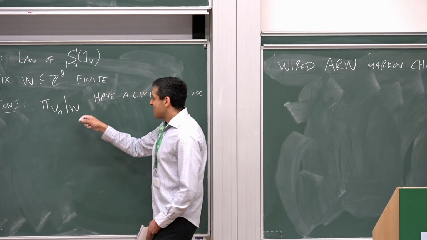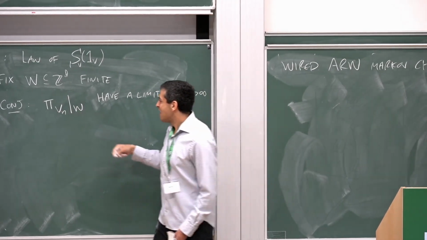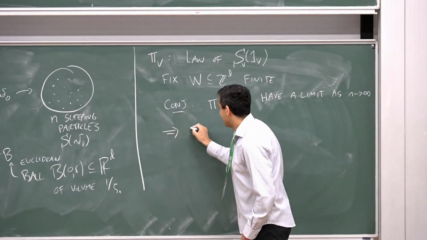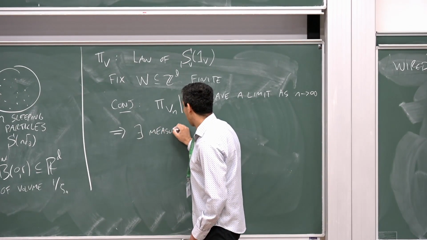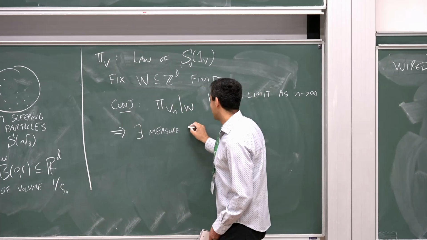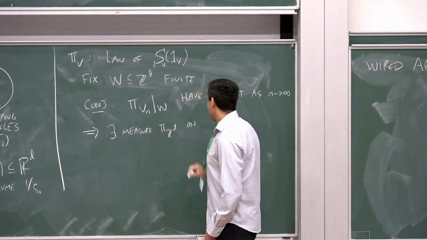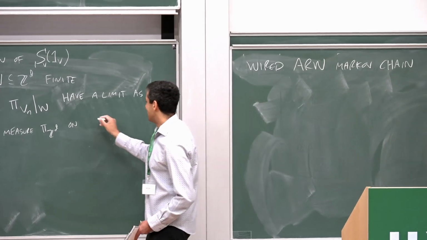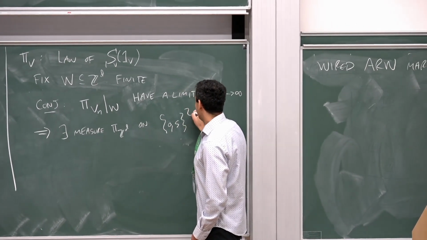And so by Kolmogorov extension theorem, if you knew this for every W, then you would get a probability measure, say pi_{Z^d}, on infinite configurations, on {0,s}^{Z^d}.